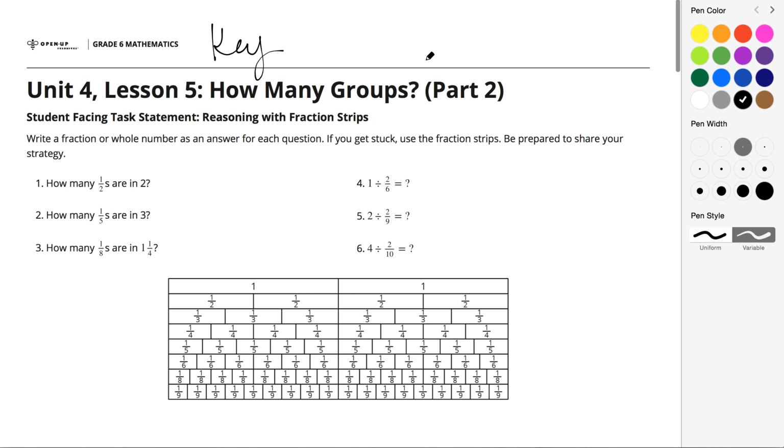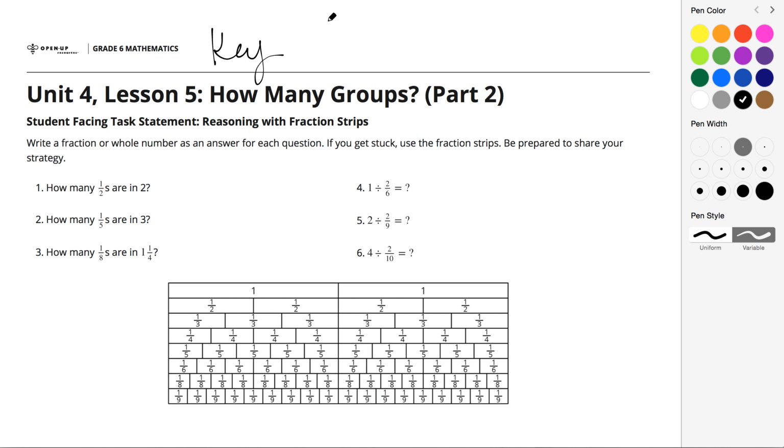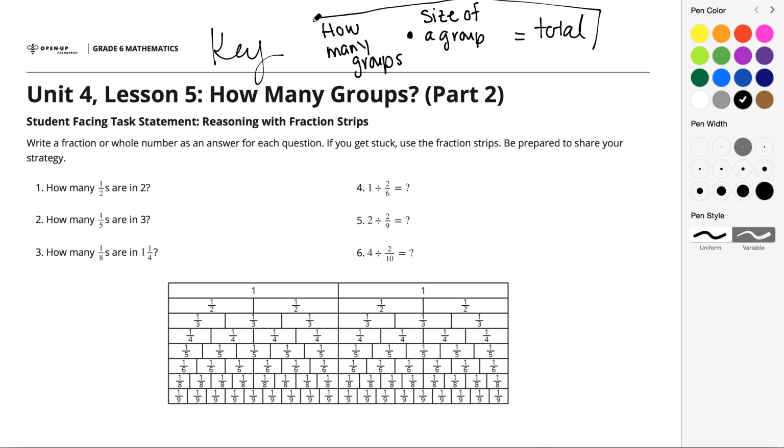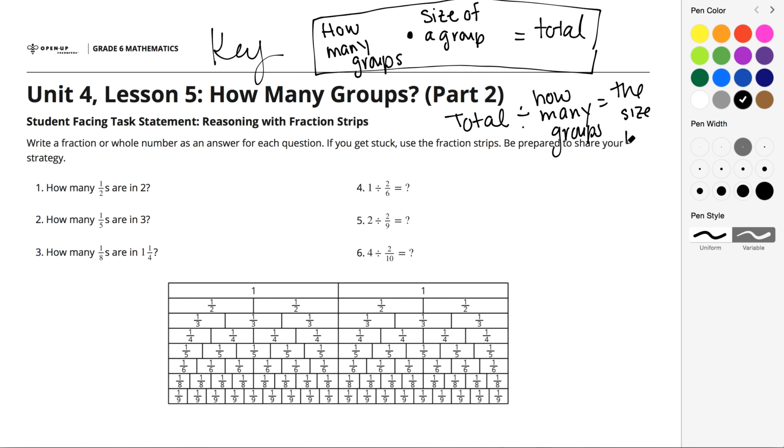Okay, so before we start, I'm just going to write up here that big idea we were talking about the past couple days. We were doing how many groups times the size of a group equals our total. This was the big multiplication problem that we are working with. And then for division, we were doing total divided by how many groups equals the size per group.